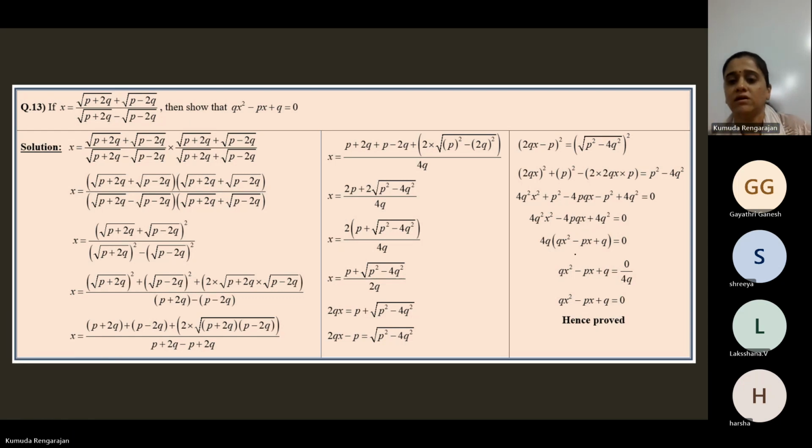All right? So now what happens in the next step? This 4q comes for division: 0 by 4q is 0. So we have qx square minus px plus q is equal to 0, which is the result we have to prove.